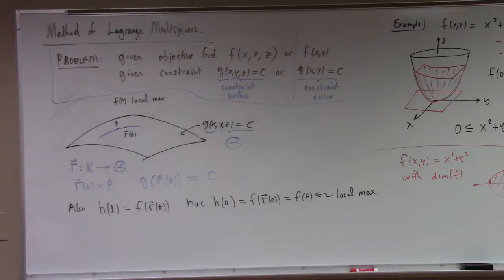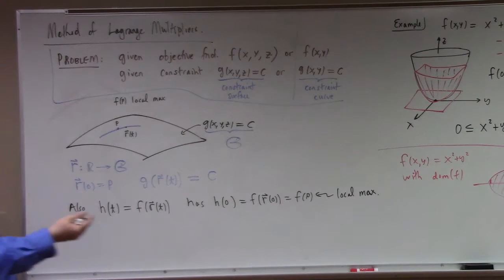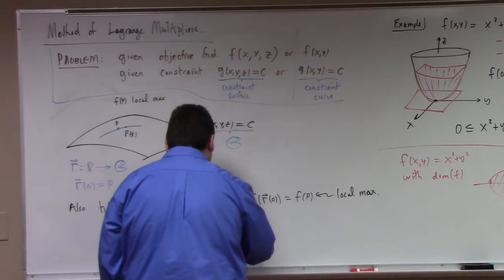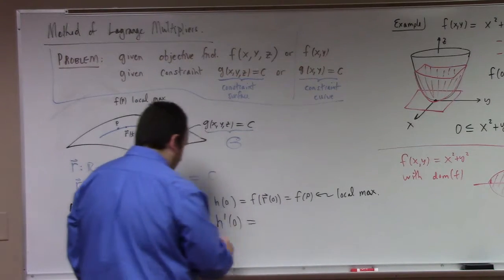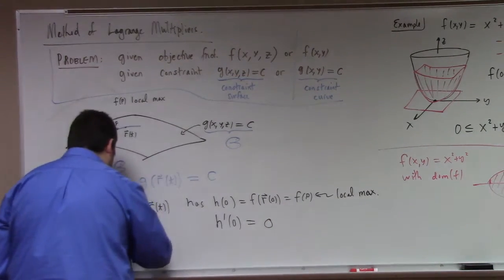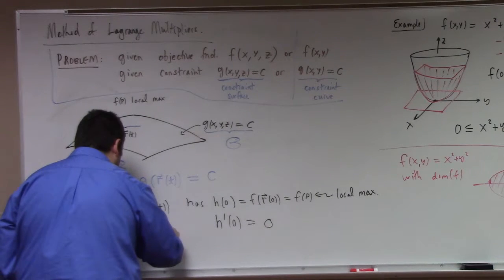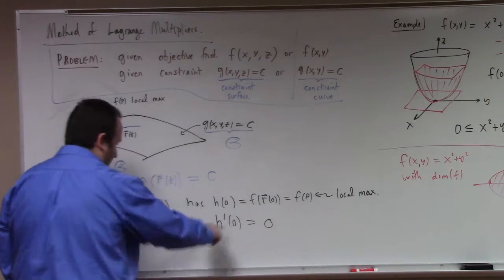So what did we learn in Calculus 1 about this? If h has a local maximum at 0, then what should we say about the derivative at 0, given that it exists? It's 0. H of 0 max implies h prime of 0 is 0.